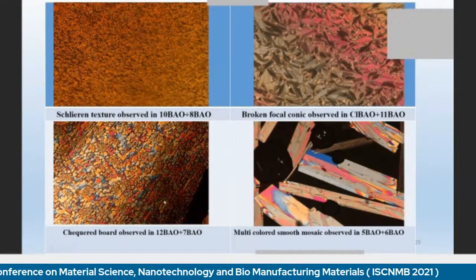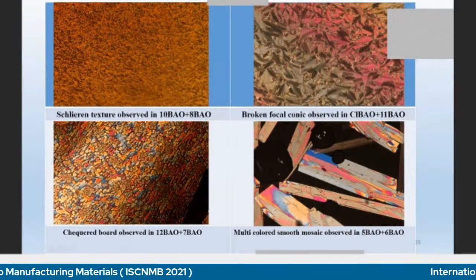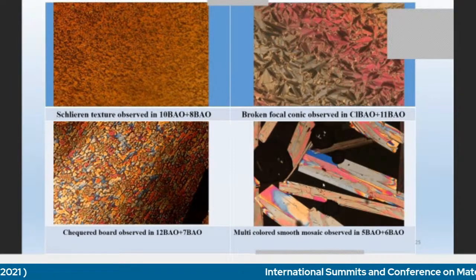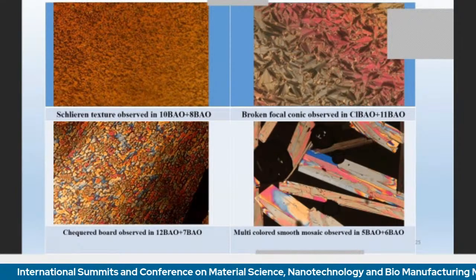And this is a checkered board observed in 12BAO and 7BAO, that is dodecyl benzoic acid and heptyl benzoic acid. And finally, the multicolored mosaic smectic G phase, which is observed in pentyl benzoic acid and hexyl benzoic acids.